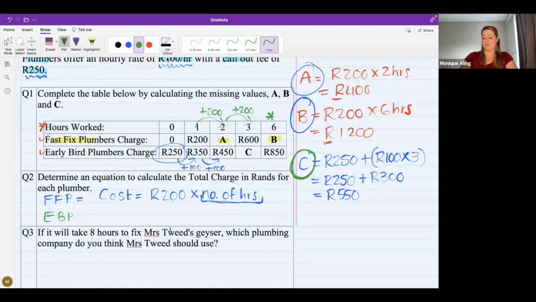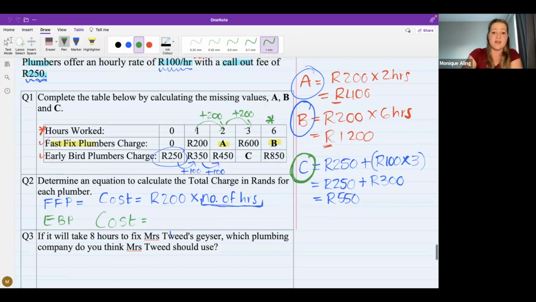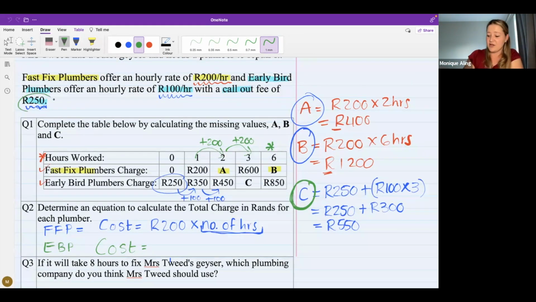So let's do this. If I want to work out the cost of using Early Bird Plumbers, I know straight away, according to my scenario, that they charge 250 Rand up front. Before they even start working on your geyser or whatever you need fixing, they charge you 250 Rand just for arriving. So I'm going to put that in.